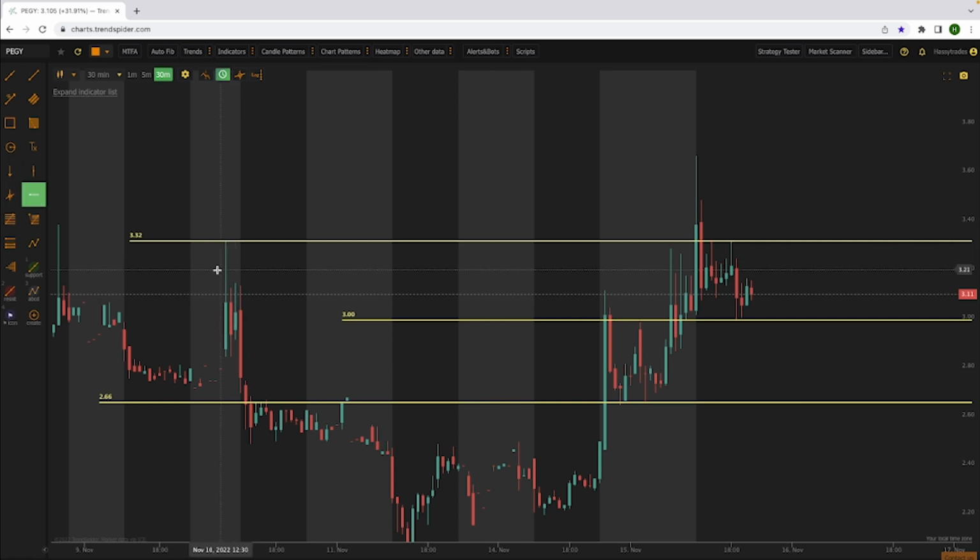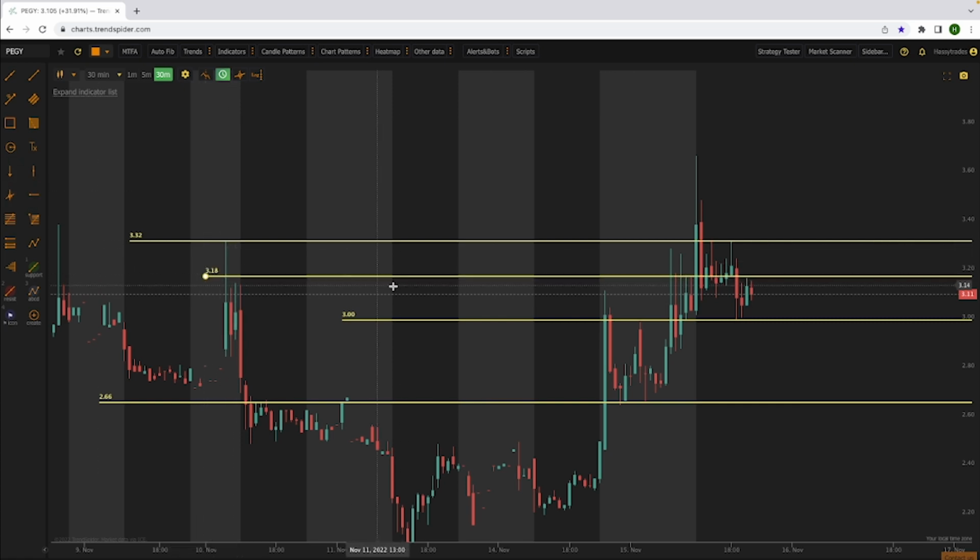Let's go to another level just here. We actually got another level just here. That's about 4 or 5 touches. So these are your significant levels on Peggy.